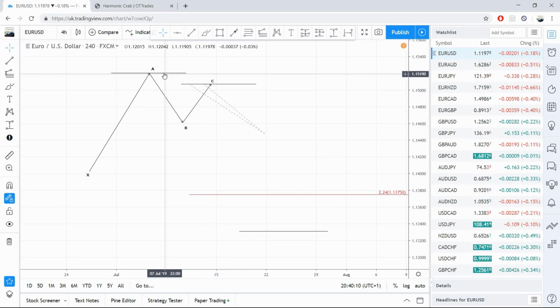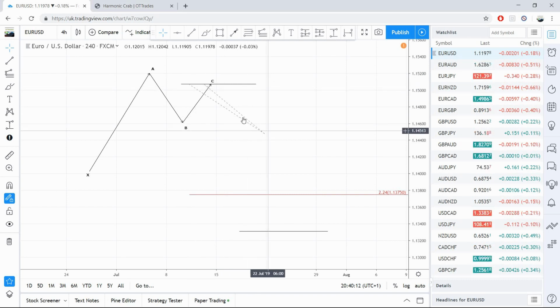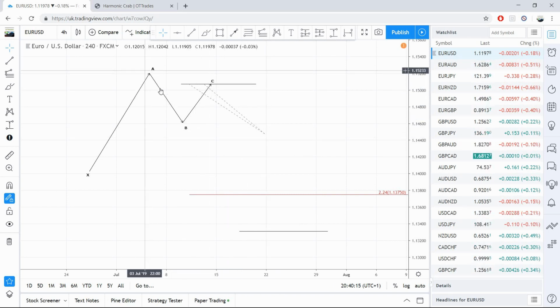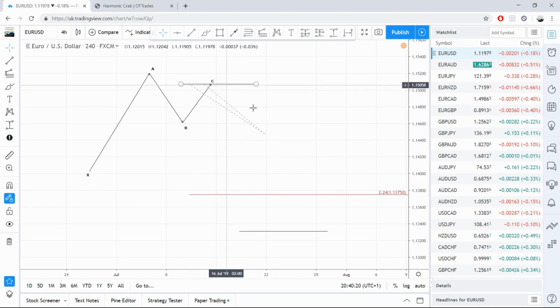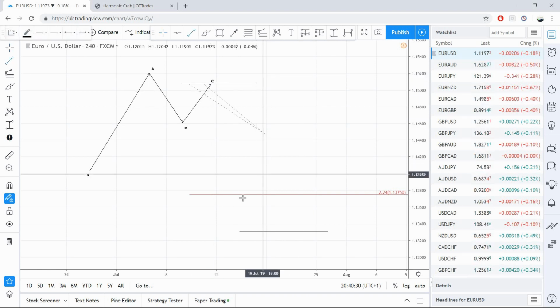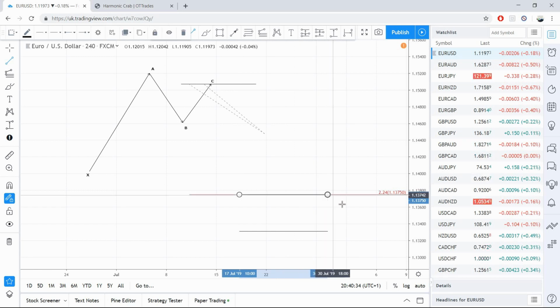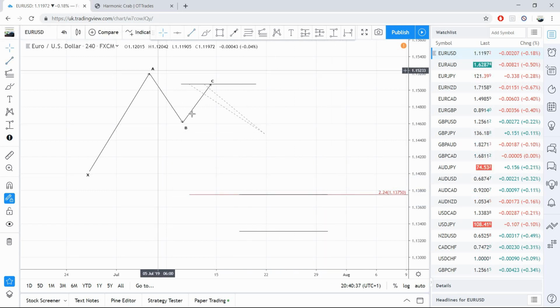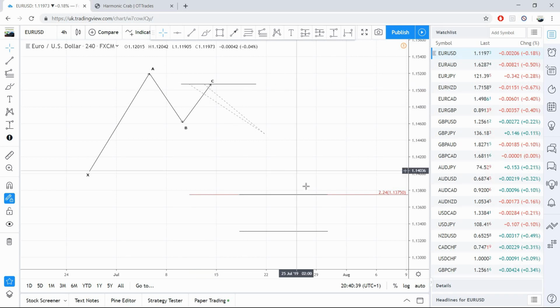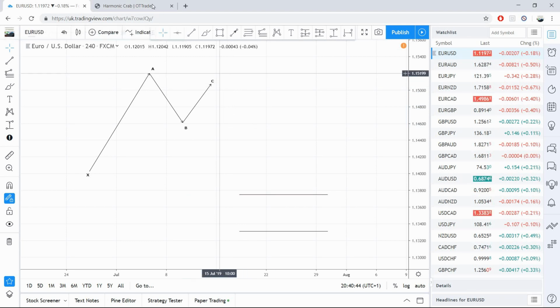I can delete these ones. So this is still the same distance as that A to B leg. This is 100% or an exact copy of the A to B leg, but it's now measured from the C point. So this is a 224% move of that A to B leg measured from the C point. So this forms our second point of our potential reversal zone. 224% of the A to B moved, measured as C to D, or measured from the C point. Hope that makes sense, guys.